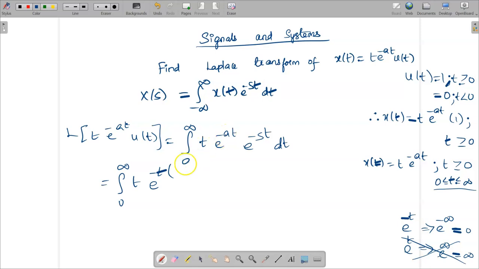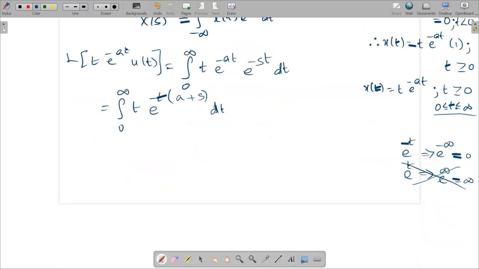So what happens? Here it is a, here it is plus. Why? Because I have taken minus t outside. Why am I taking e power minus t instead of e power t? Because if I have e power minus t, when I substitute the limit as infinity, it becomes 0. I should not get an infinite value. So once you have done the simplification like this, now you can integrate this term.